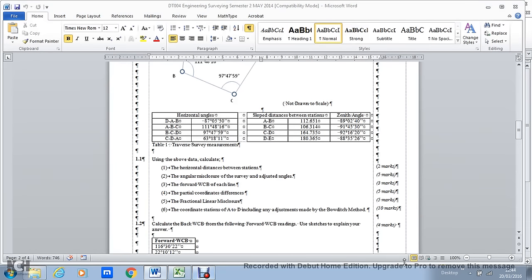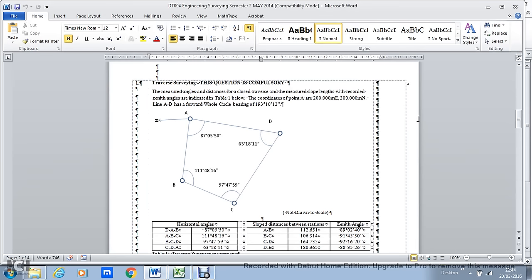Hello, this is Garrett Keane, and this is the fourth video in the series of videos for the solution of a traverse problem. It's the traverse problem from the 2014 paper, and it's shown here.